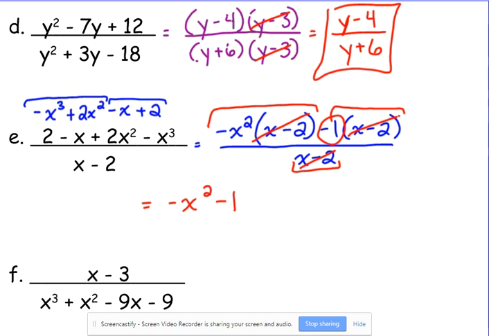So we canceled out the x minus 2, so all we're left with is the minus x squared minus 1, which is not the difference of perfect squares. You could try it. I mean, we're done simplifying, but if you really wanted to factor it, you'd have to take out the negative, and if you take out the negative, it becomes positive 1, so it's not the difference of perfect squares. Yes, ma'am?